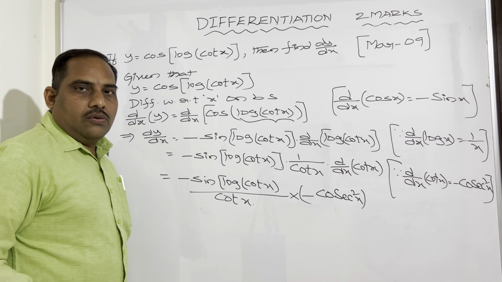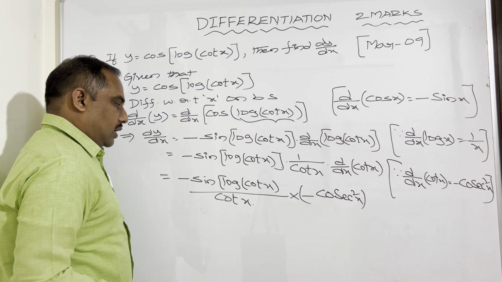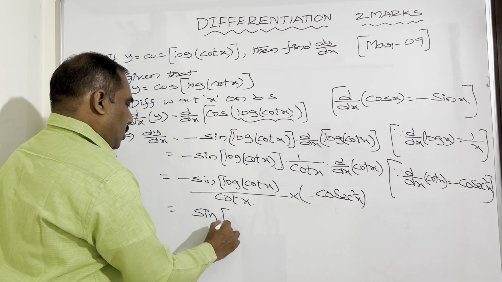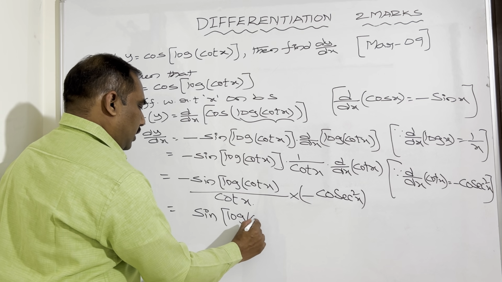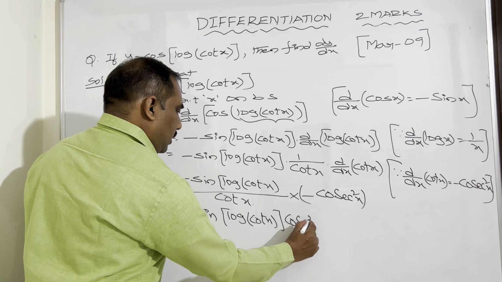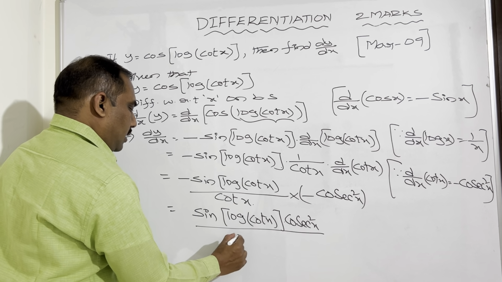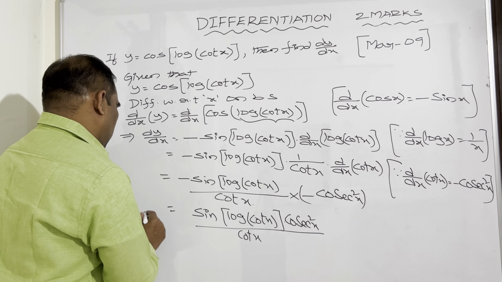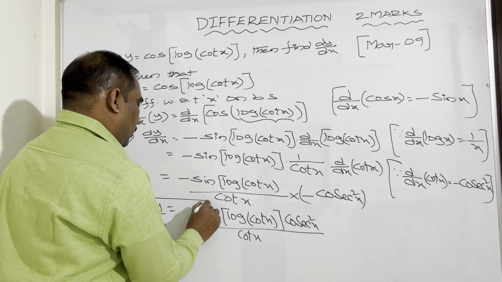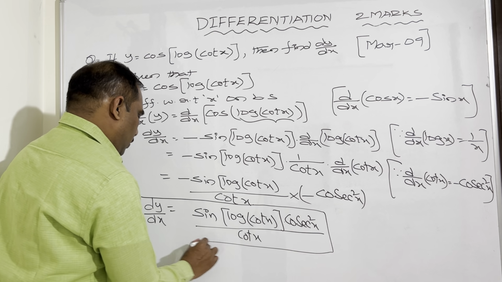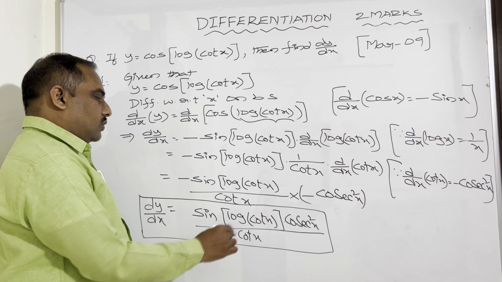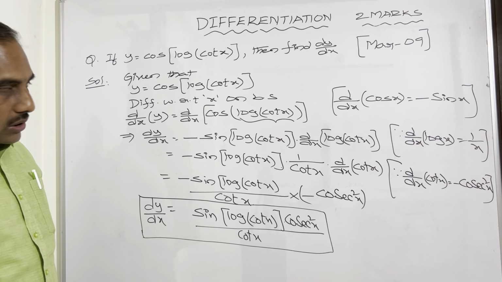Right? So now if you observe, minus into minus is what here? Plus. So finally we can write sine of log of cot x into cosecant square x, whole divided by cot x, which is the derivative of the given function y. So therefore dy/dx is equal to sine of log of cot x into cosecant square x by cot x. Next.